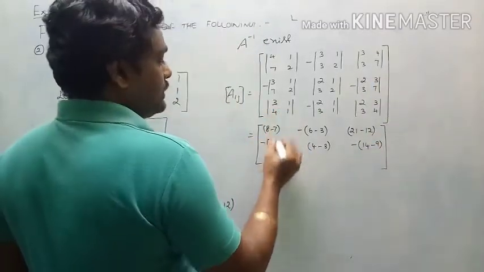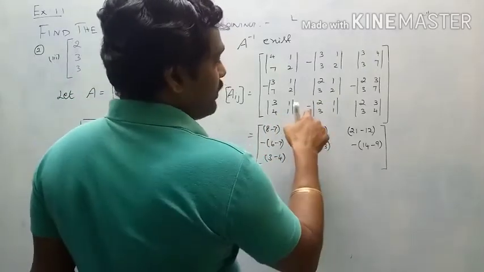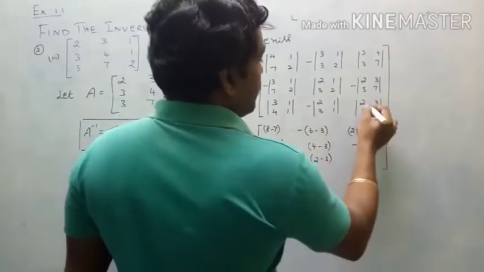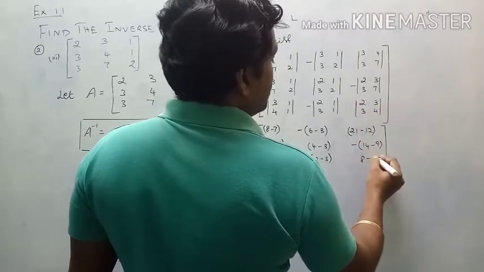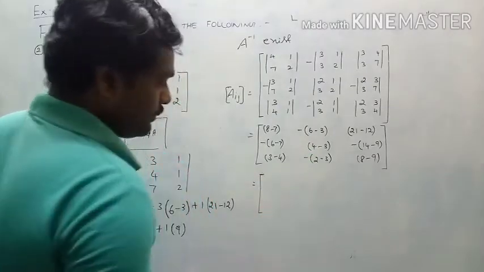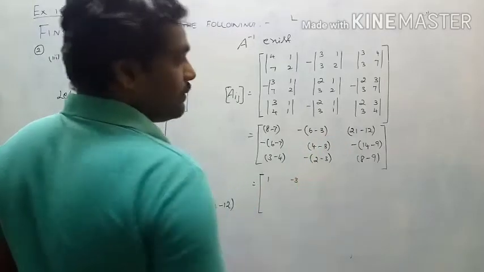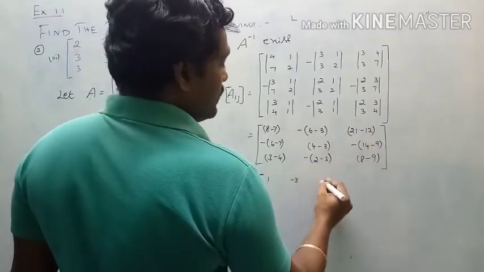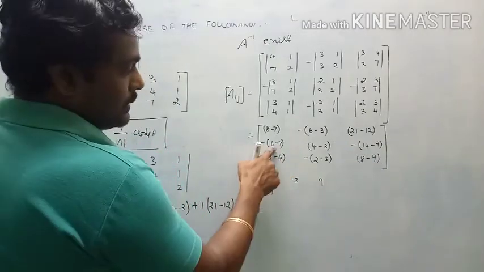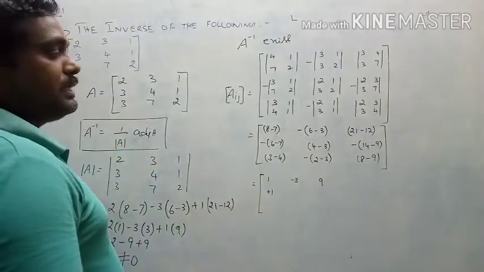For this one, 3 1s are 3, 4 1s are 4, opposite sign. For this one, followed by minus, 2 1s are 2, 3 1s are 3, opposite sign. For this one, 4 2s are 8, 3 3s are 9. So minus 9. Now, 8 minus 7, 1. 6 minus 3, 3, followed by minus. 21 minus 12, 9. 6 minus 7 is minus 1. I have 1 minus, it will be plus 1. Minus and minus plus 1.